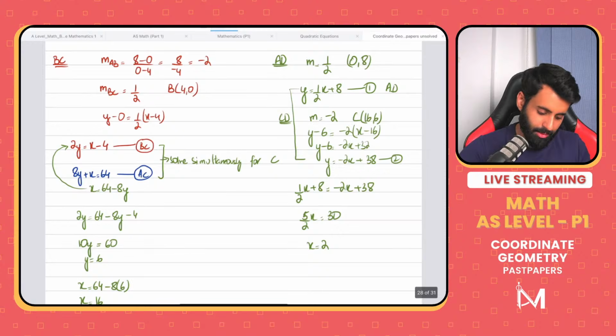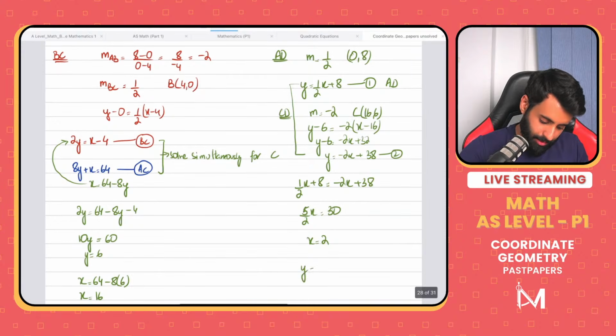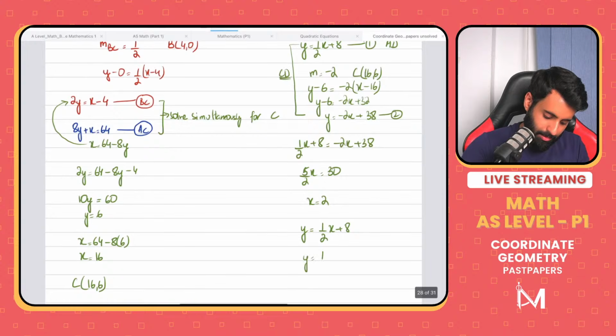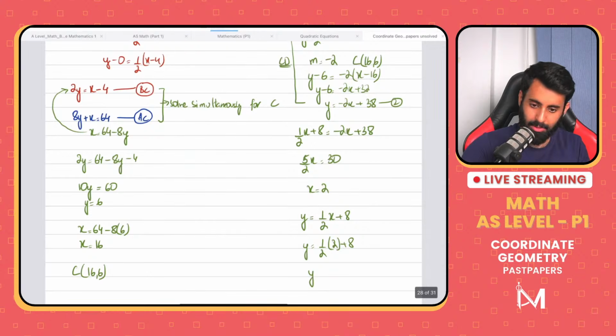X is equal to 2. And now in order to find out the value of y, all you've got to do is pick one equation and in it plug in the value of x. So let's say we pick this equation, y is equal to half x plus 8. So y is equal to 1 upon 2 into 2 plus 8. So 2 divided by 2 is 1, 8 plus 1 is equal to 9.